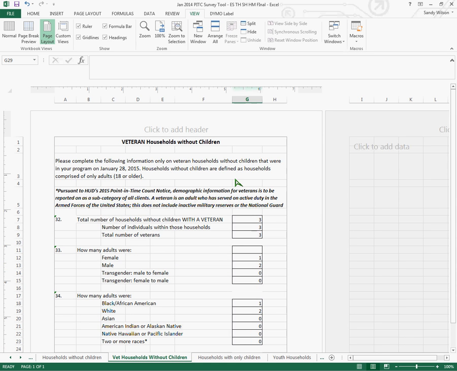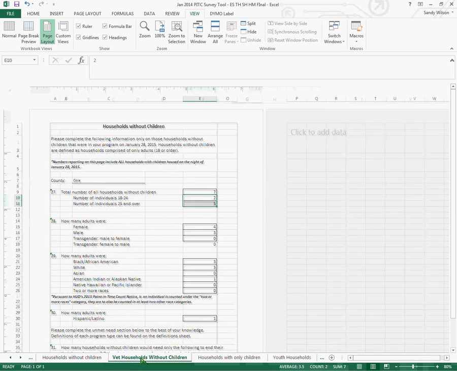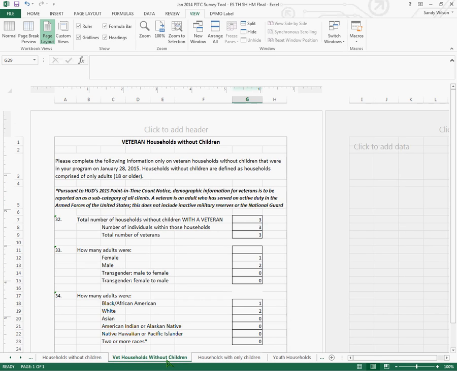So again, the data that you're entering on this tab is a subcategory of the data on this tab. Answer the questions on here, and then identify of these households how many fit this definition, and answer the questions on this tab only on those households. Okay?